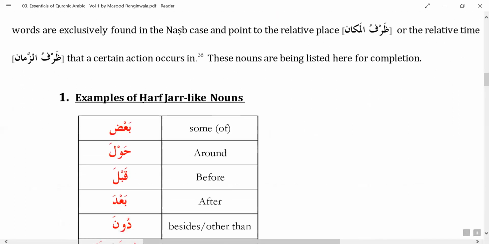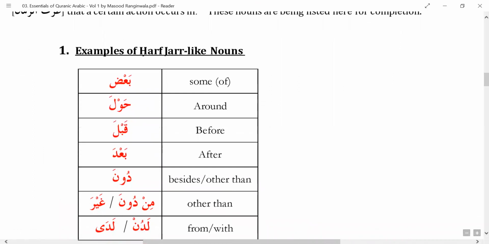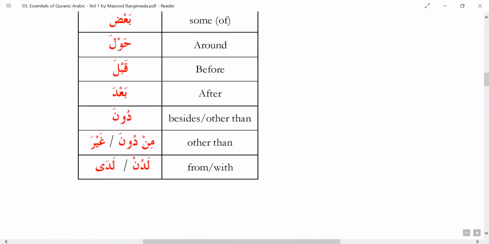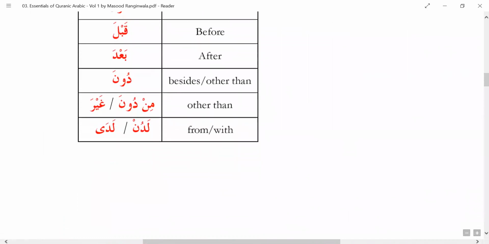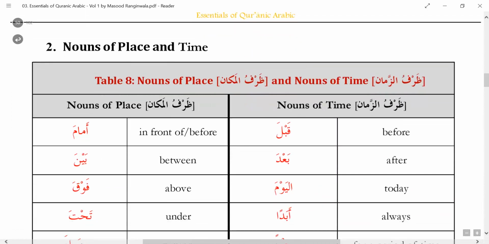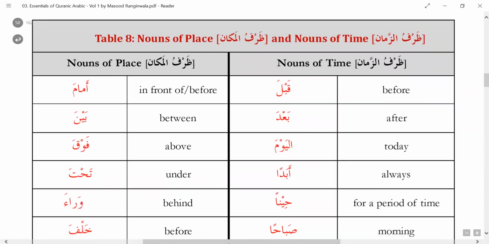Here we have a list which we need to know the meaning, like ba'da, hawla, qabla, ba'da, duna, min duna, ghayra, ladun, laday. You should know the meaning of these words. And here again, it is classified as dharful makan, this column, and dharful zaman, this column. So the one which describes the place, where is it, and which describes the time, when.